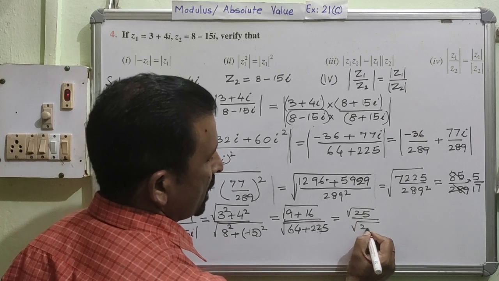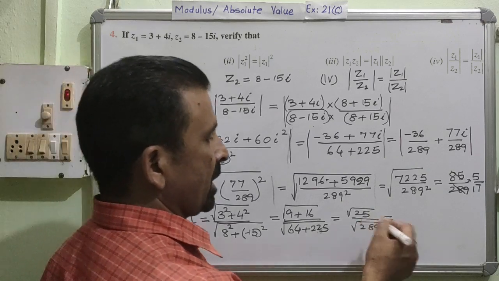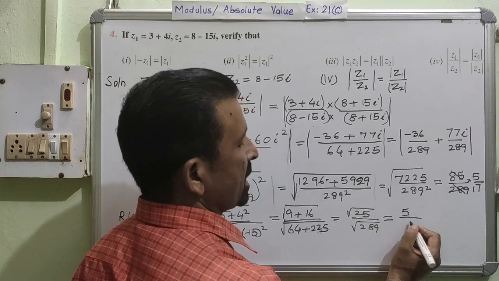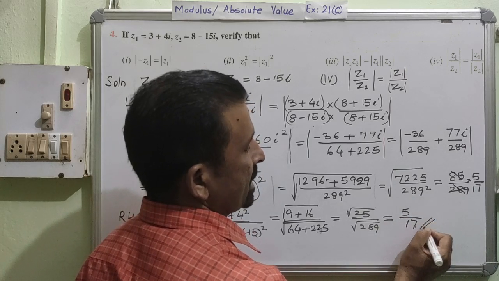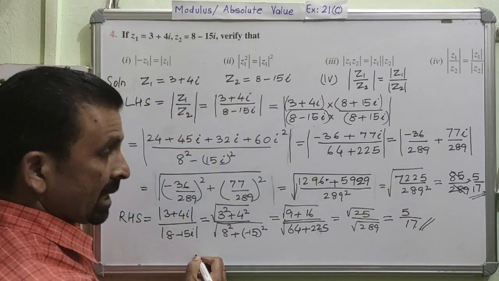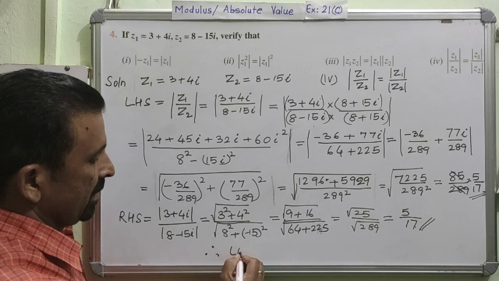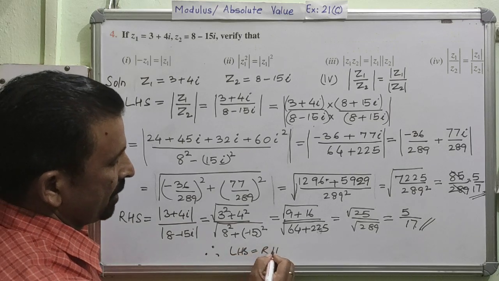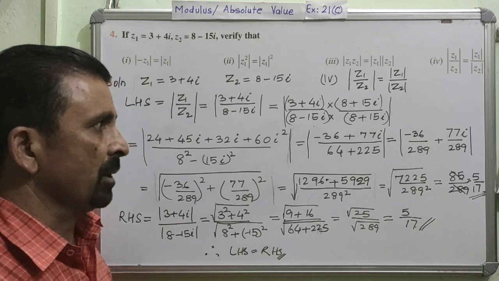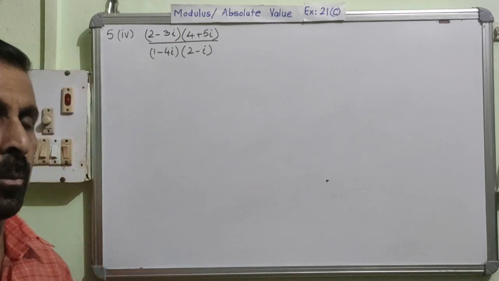Now finally in the numerator we are getting 25, and in the denominator root over 289. Fortunately, numerator and denominator are both perfect squares, so we can write down the square root of these numbers. The square root of 25 is 5 and the square root of 289 is 17. This is how we can see that the value of the right hand side and the value of the left hand side are both the same, and therefore we can say that the given statement is proved true, that is LHS is equal to RHS. So this is all about question number 4, and the remaining parts of question number 4 can be taken as assignment. Thank you.